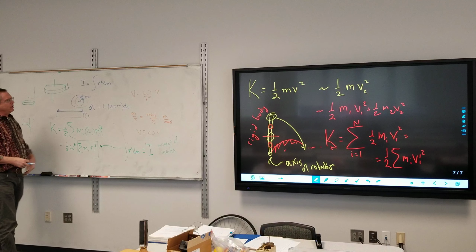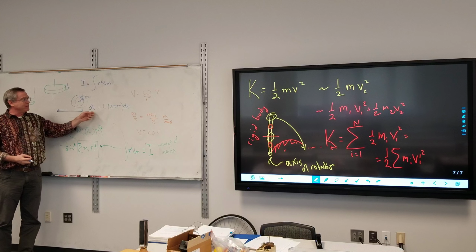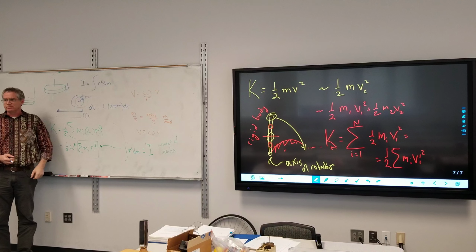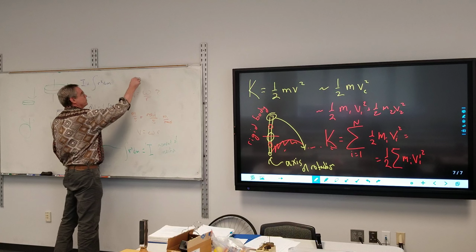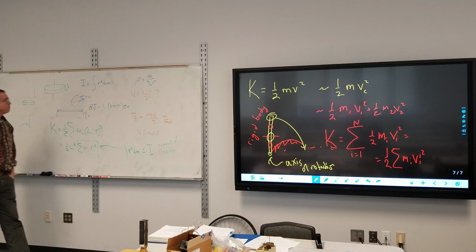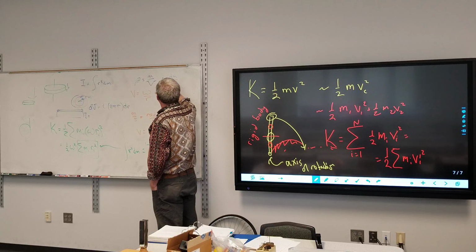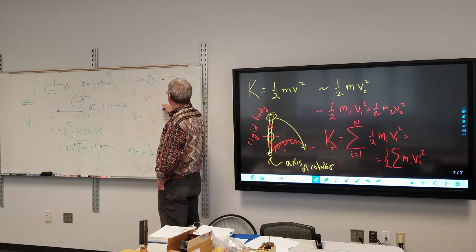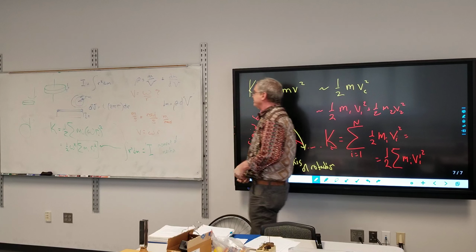I also have this issue of, great, that's dv, but I still need to get to dm. Well, what relationship do I have that relates mass and volume? Density. So I know density is mass divided by volume. If it is uniform, that density is going to be equal to that ratio no matter what size I pick. So dm over dv. So dm is equal to rho dv.